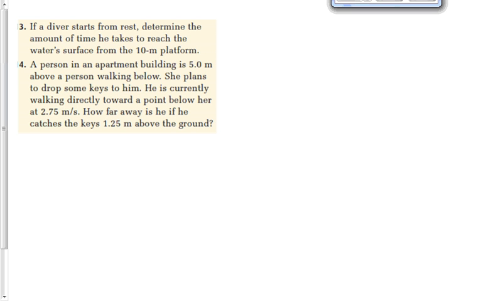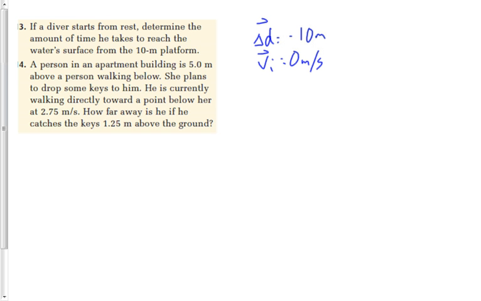Okay, question number 3, we've got a displacement here of negative 10 meters. VI is 0, starts from rest, right? We're looking for time here, and of course the acceleration is negative 9.81. Pretty much the same question as the last one, right? Rearrange d is equal to VIT plus 1/2 AT squared to solve for time.